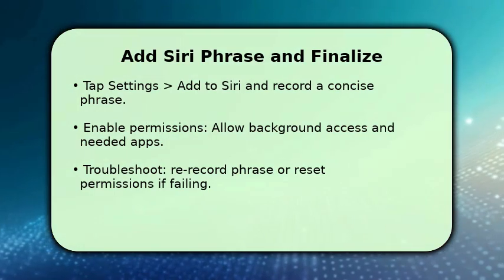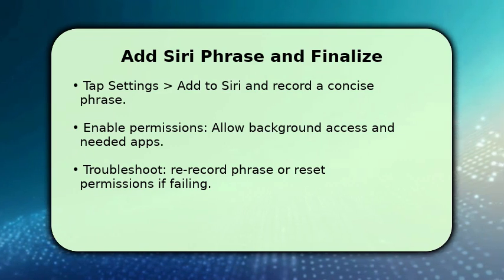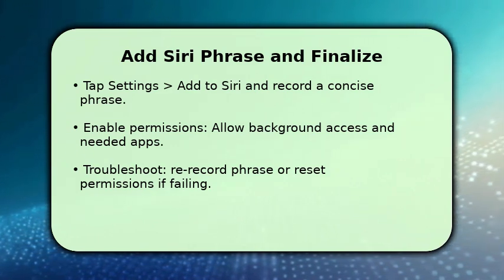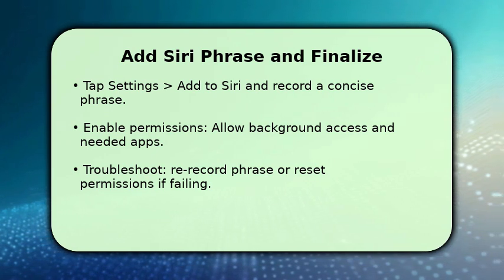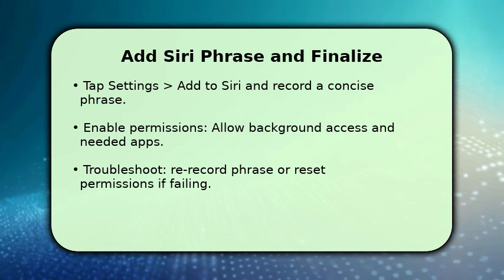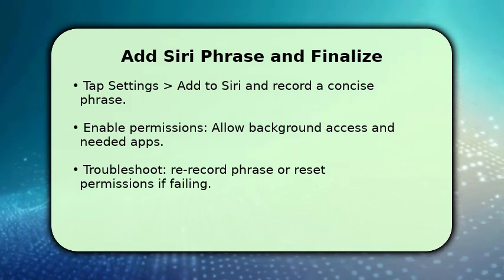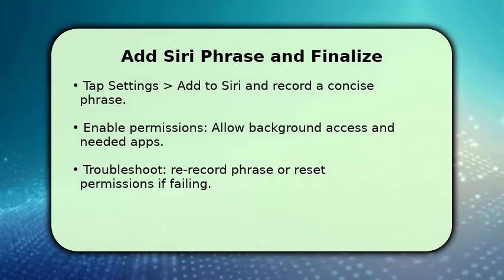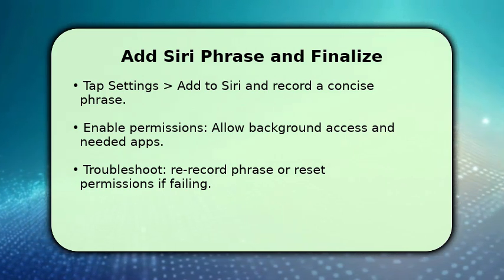Finish by adding a Siri phrase so you can trigger the shortcut hands-free. Open the shortcut settings, choose Add to Siri, and record a short, unique phrase that's easy to say. Make sure required permissions are enabled for apps and background execution, because Siri needs access to perform actions automatically.